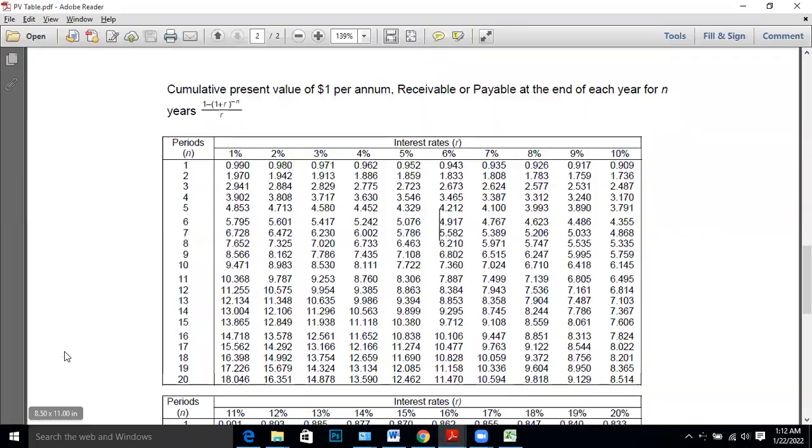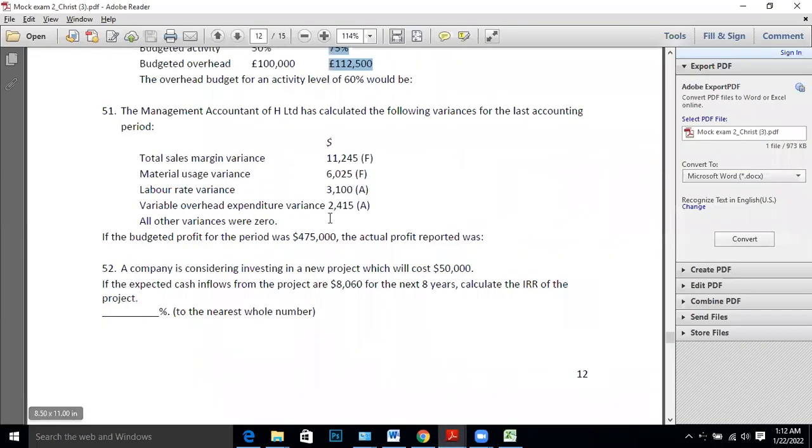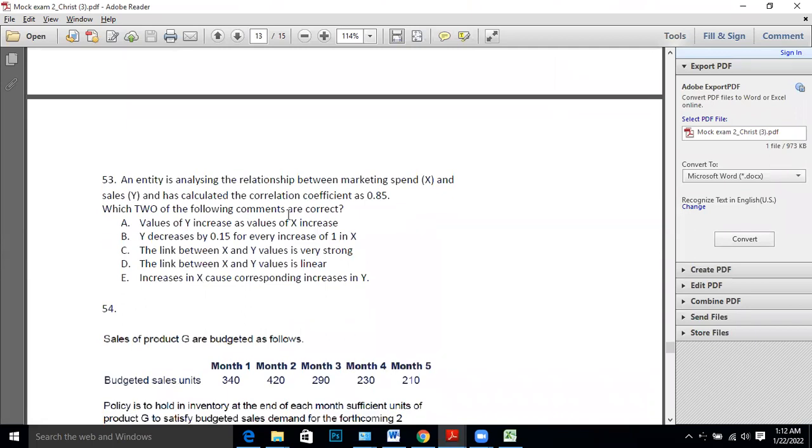53. An entity is analyzing the relationship between marketing spend and sales and has calculated the correlation coefficient as 0.85. Which two of the following comments are correct? Values of Y increase as values of X increase. Yes, since you have a positive coefficient of correlation, the value of Y will increase as the value of X increases, correct?